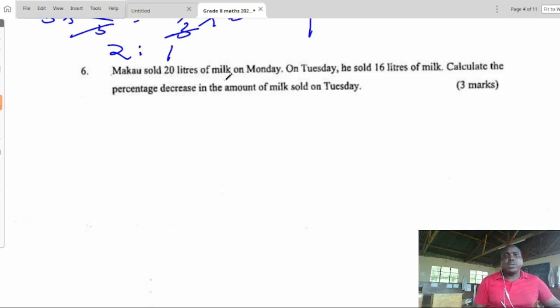Macau sold 20 liters of milk on Monday. On Tuesday, he sold 16 liters. Calculate the percentage decrease in the amount of milk sold.